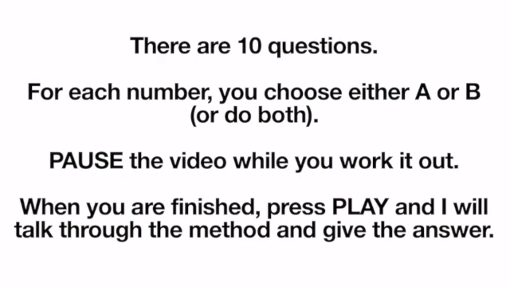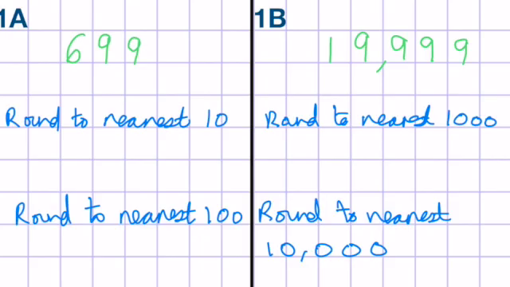There are 10 questions and for each one you have either a choice of A or B, but many times you should and can do both. Pause the video while you work each one out, and when you are finished you will press play and I will talk through the method and give the answer. So for this one you should do both A and B.